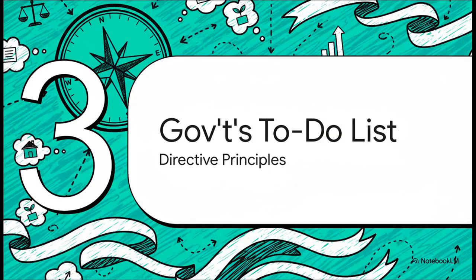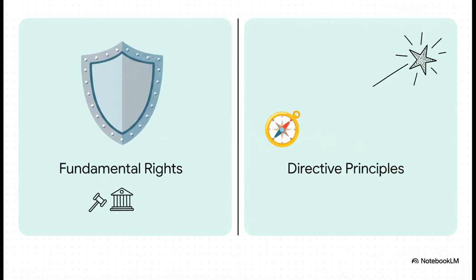Okay, so if fundamental rights are what the government cannot do to you, this next section is all about what the government should try to do for you. These are called the directive principles, and they act like a moral compass or a set of goals for the government. Now, it is absolutely critical to understand the difference here. Fundamental rights are your personal shield. They're legally enforceable, you can demand them.